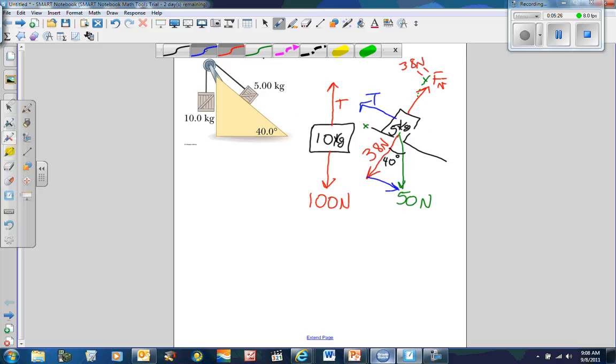Then the other one is 50 times sine of 40. And if I do 50 sine 40, then I get 32.13, which is just going to round to 32 newtons. Well, guess what?